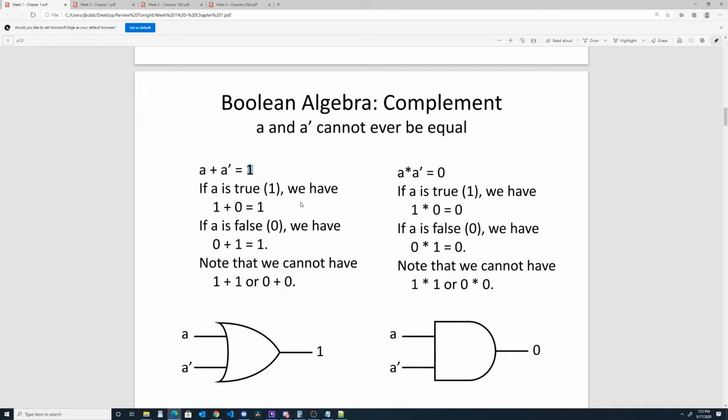With the AND gate, if you AND anything with its inversion, you get a 0, right? Because for an AND gate to be true, both the inputs have to be 1, and this condition makes it impossible here.